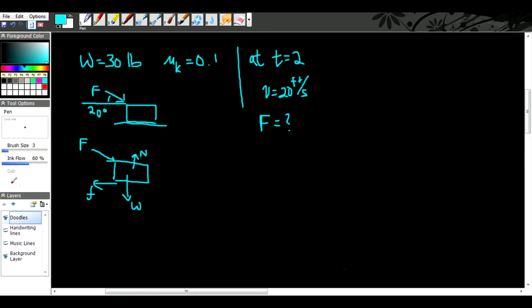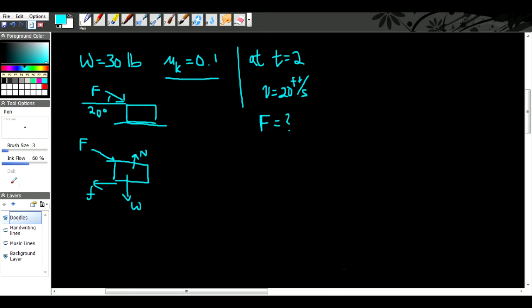Just continuing on with some F equals MA problems that you might see on the FE exam. Here is a problem that I got from this textbook, and so we have this block. It's resting on a surface, and we have a force that's on it, and we have a kinetic friction coefficient of 0.1. So we know that the block is moving, but there's going to be a friction force.